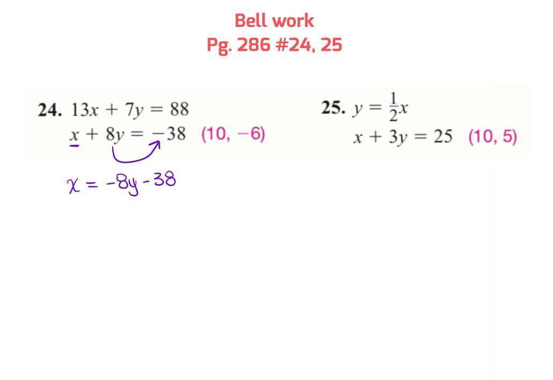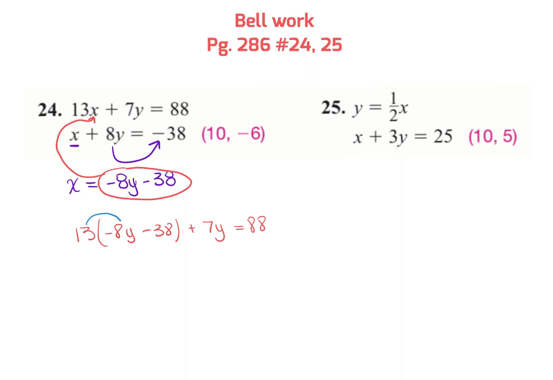And then I'm going to take that and put it into the other equation in place of my x. So I'm going to say 13 times negative 8y minus 38 plus 7y equals 88. All right. So now I need to solve for y. I'm going to do that first with distribution.